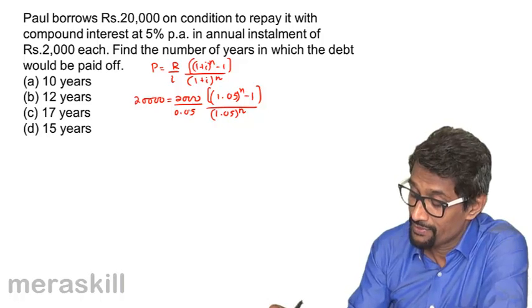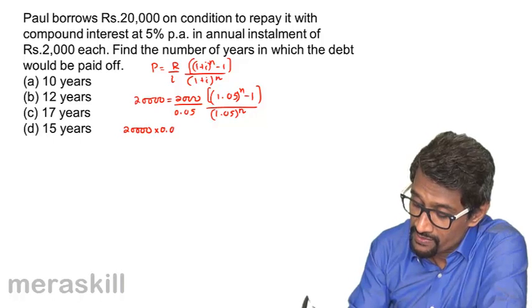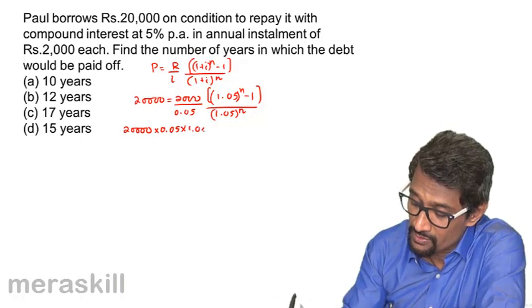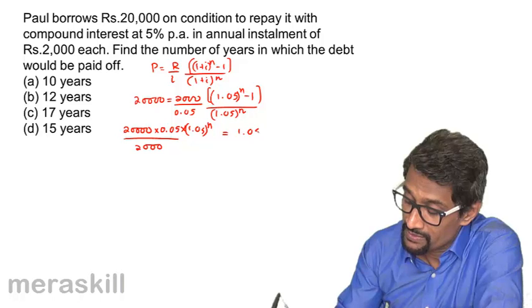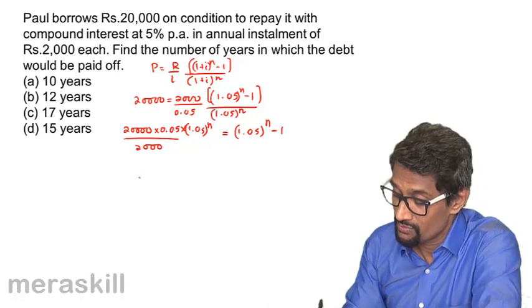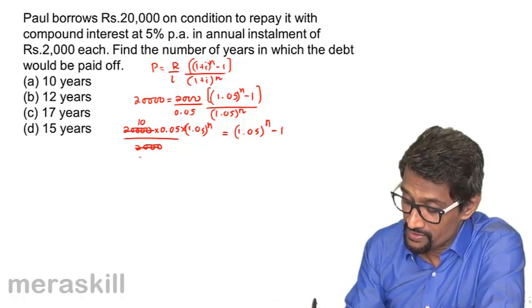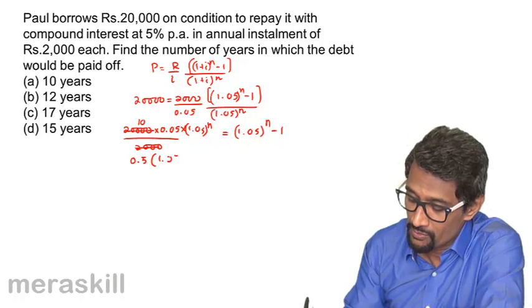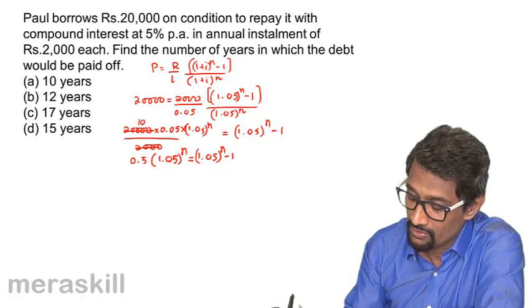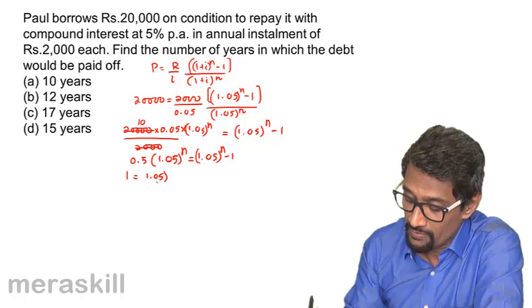So we will have 20,000 into 0.05 into 1.05 raised to n upon 2,000 is equal to 1.05 raised to n minus 1. Let's see what we have here. This turns out to be 10 into 0.05, which is 0.5, into 1.05 raised to n is equal to 1.05 raised to n minus 1. You can take out common factor and you end up getting 1 is equal to 1.05 raised to n.